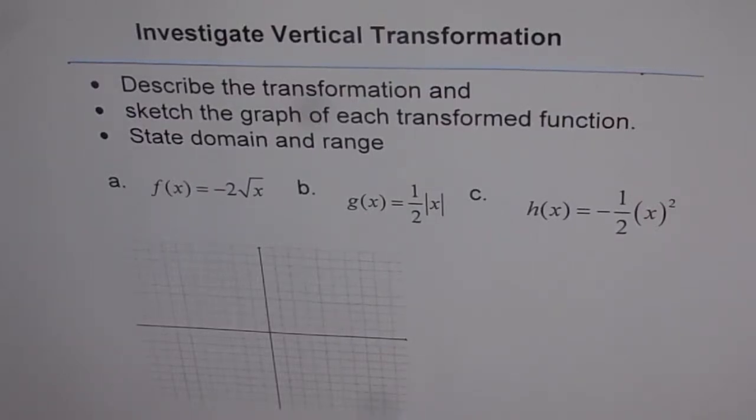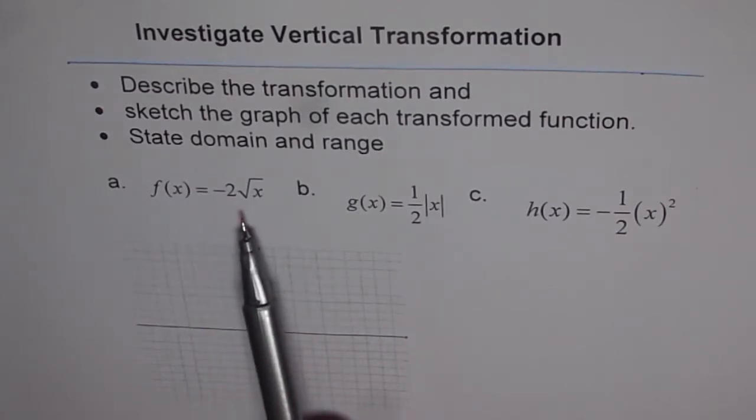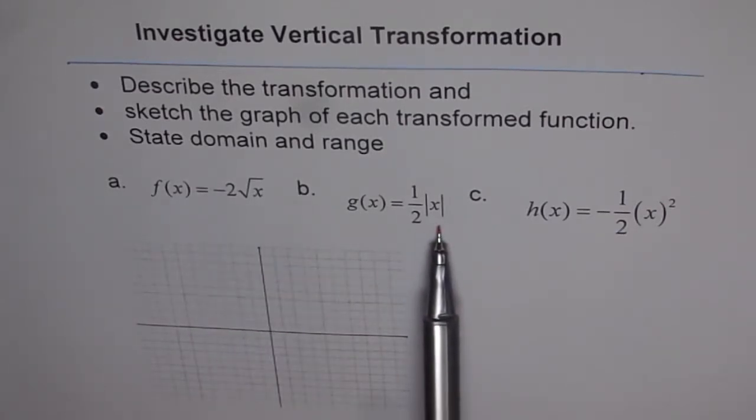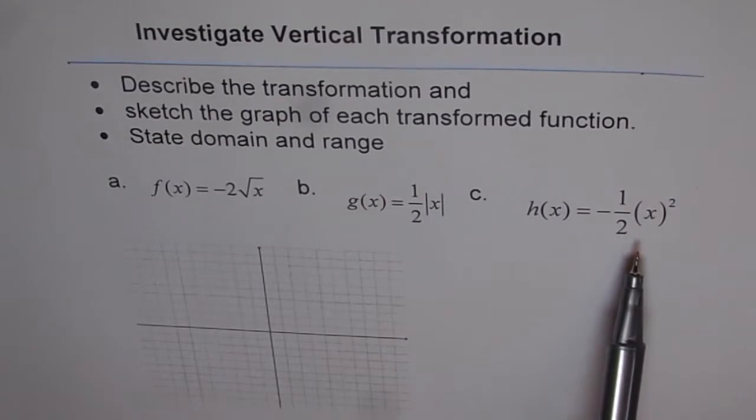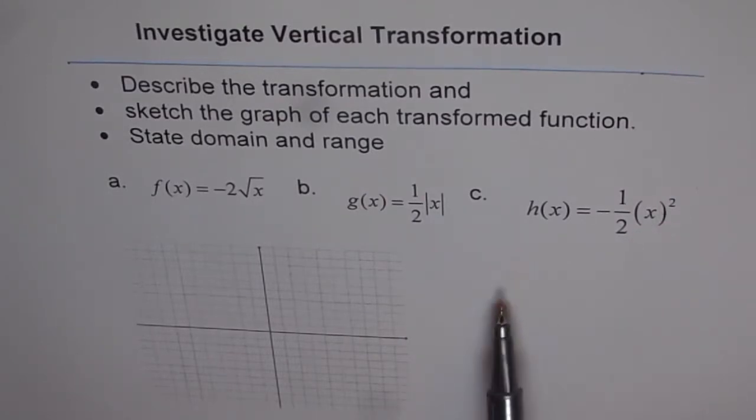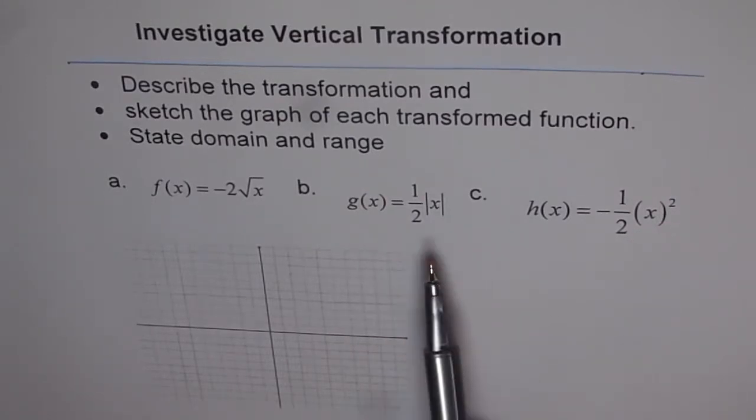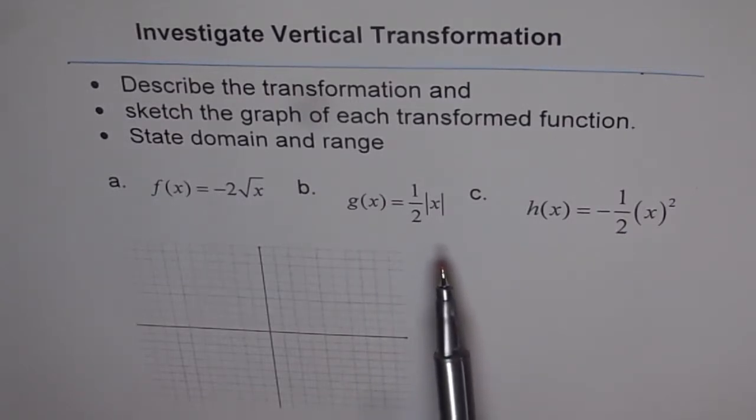Investigate vertical transformation. Describe the transformation and sketch the graph of each transformed function, state domain and range. So we have three different parts here. A is a reciprocal function, then we have an absolute function, and a parabola, a polynomial with degree 2. Well, this is for you to practice. I will do one of them so that I teach you the method of doing it.